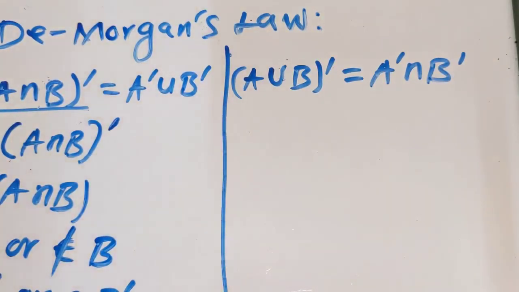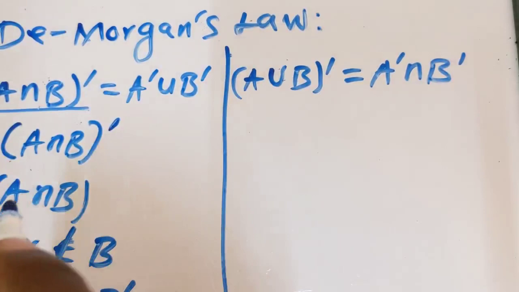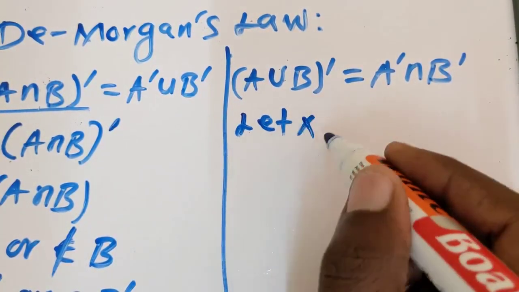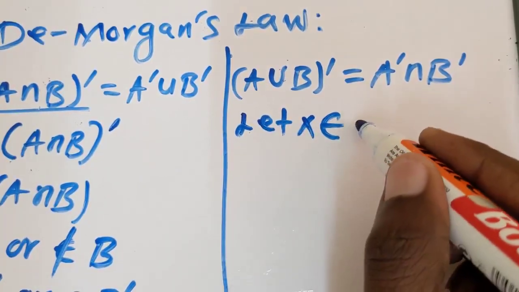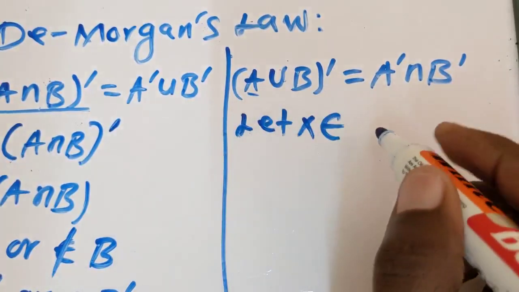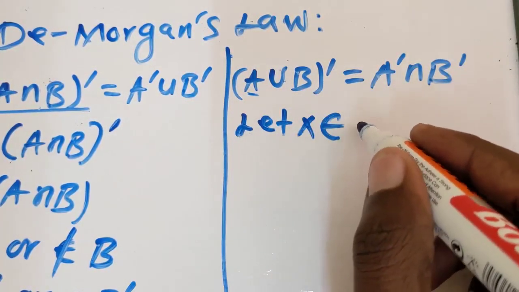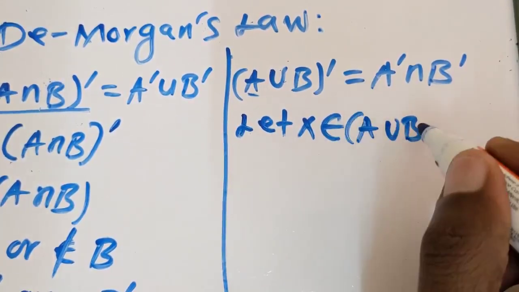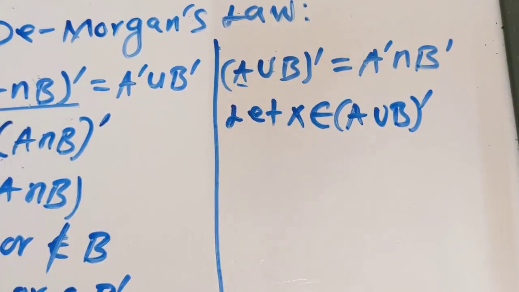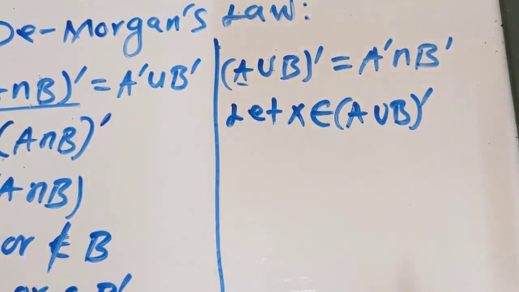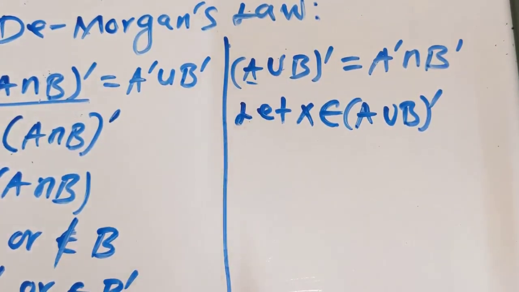Okay, so now here we go. We do the same thing. We say let x be a member of what? Of this first part. So let x be a member of (A ∪ B) complement. Now from here you just explain this statement, what it means. So it's about explaining statements. That is what De Morgan's law is.